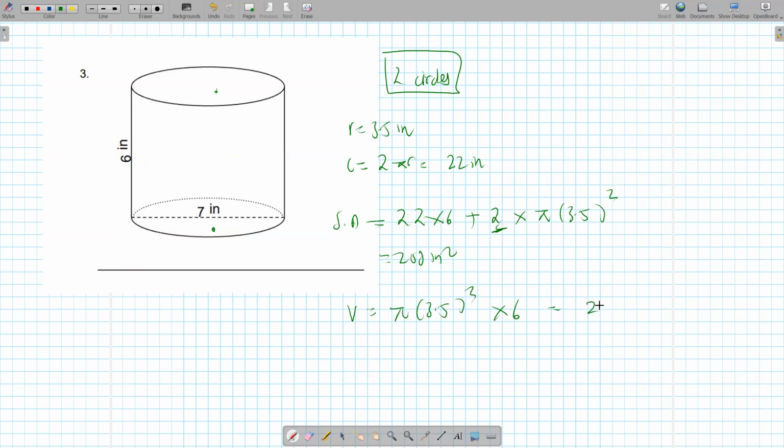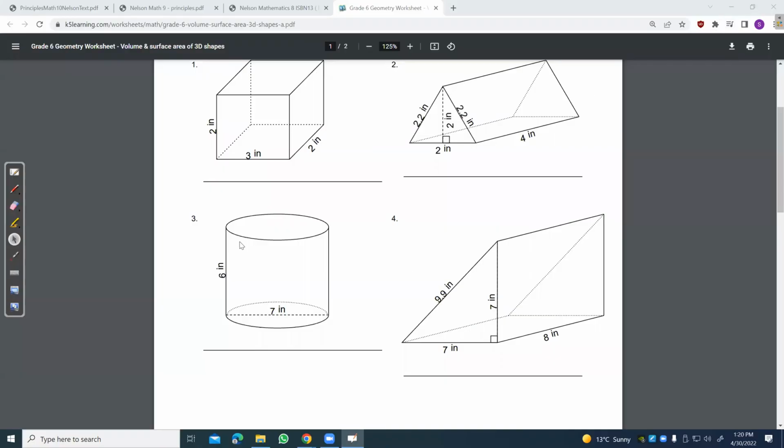That's 231 inches. What's the unit for volume? Cubed. Yep, and there we go. That's the final answer for this, okay? Okay. Got 4. What's the shape?